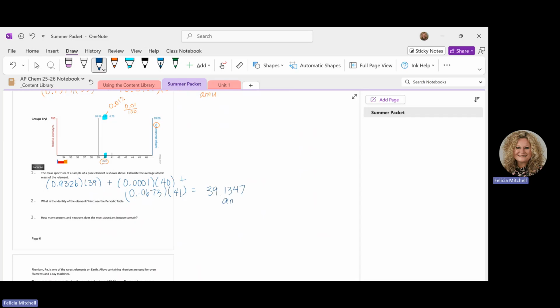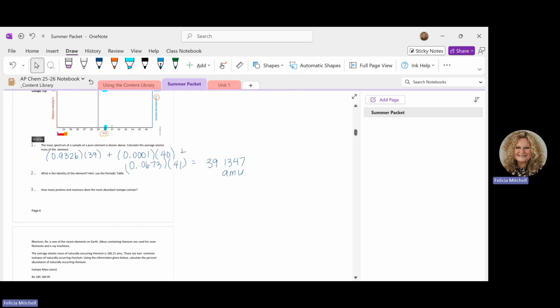So 39.1347 AMUs. Now, they didn't tell me it was AMUs, but I would have assumed it was AMUs. You probably would have got the point if you put grams there. If this was an AP question, they probably would have actually told you that this is AMUs. Okay, that's the average atomic mass. I just did the weighted average using the peaks and the percentages and made sure to put the percentages as a decimal. Now, careful moving decimal places. Put it in your calculator and divide it by 100.